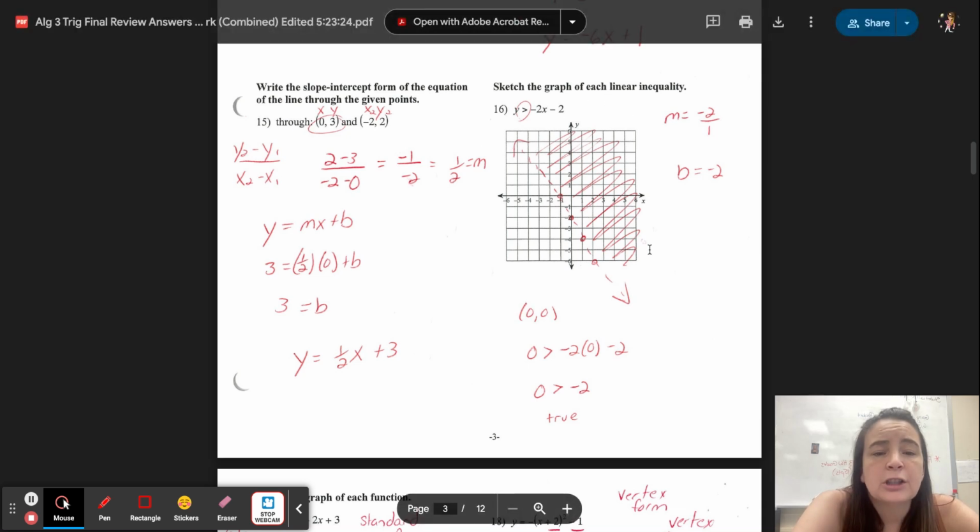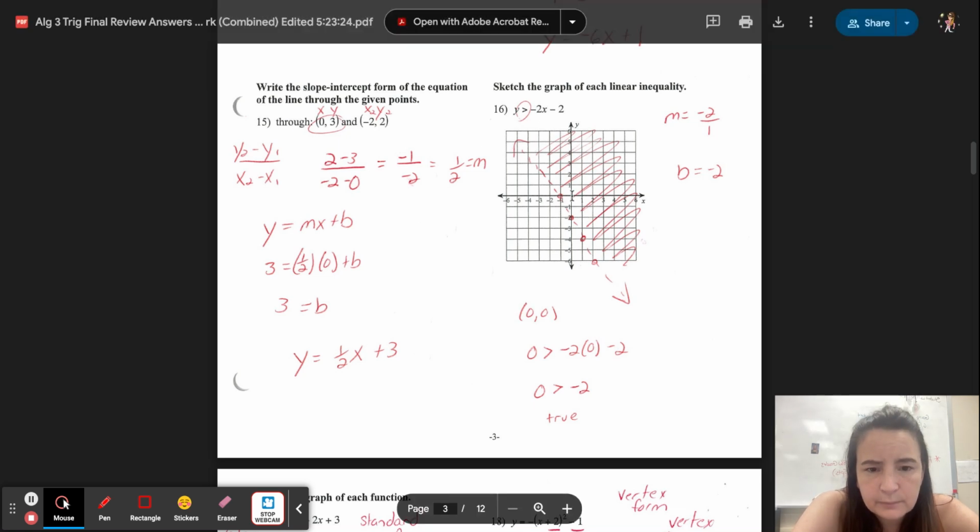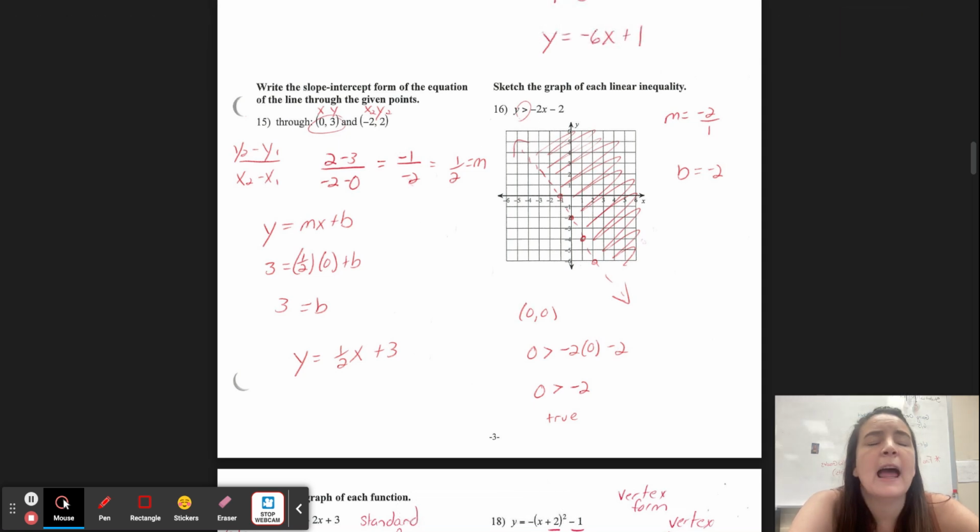How we figure out where to shade is we test a point. I tend to pick the easiest possible. In this case, it's 0, 0. Now, I can pick any point as long as it's not on the line. If 0, 0 had been on the line, maybe I'd pick 1, 1, maybe I'd pick 1, 2. It doesn't even have to be the same number, as long as it's a point anywhere on the graph that's not on the line.